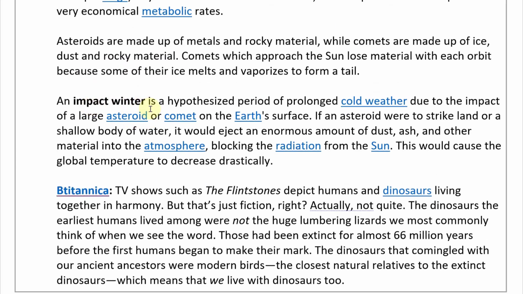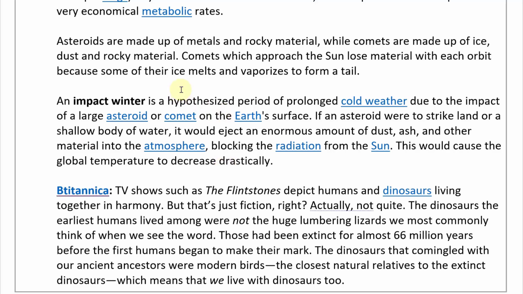Yeah, so an impact winter is a hypothesized period of prolonged cold weather due to the impact of a large asteroid or comet on the Earth's surface. If an asteroid were to strike land or a shallow body of water, it would eject an enormous amount of dust, ash, and other material into the atmosphere, blocking the radiation from the sun. This would cause global temperatures to decrease drastically.